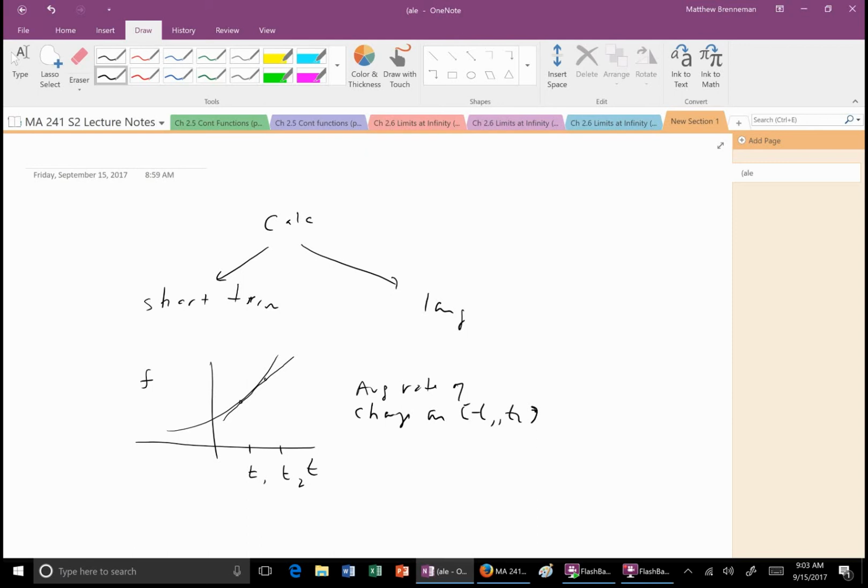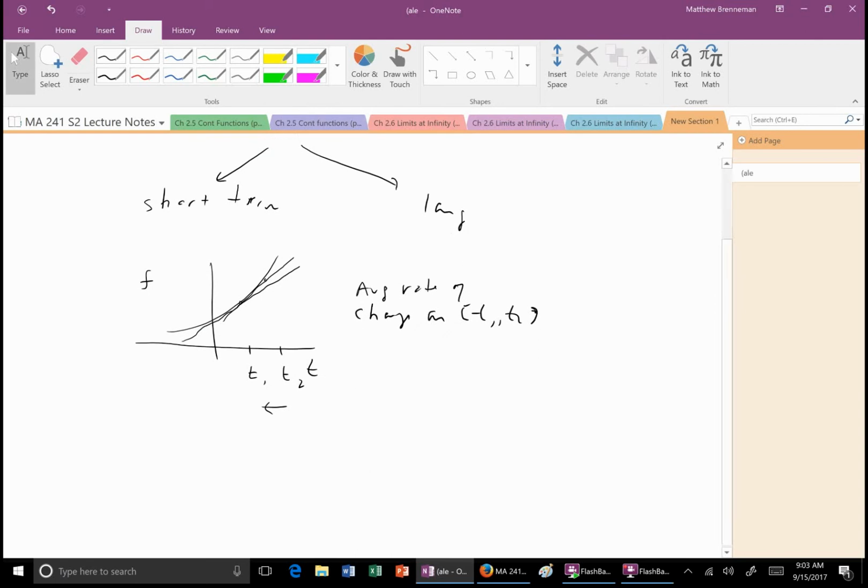And so we saw that geometrically, as we moved T1 to T2, the secant lines morphed into the tangent line. And so we had this notion that the instantaneous rate of change at T1 was the limit as T2 approaches T1 of f of T2 minus f of T1 over T2 minus T1. This was the instantaneous rate of change, and that motivated the need for us to take limits.